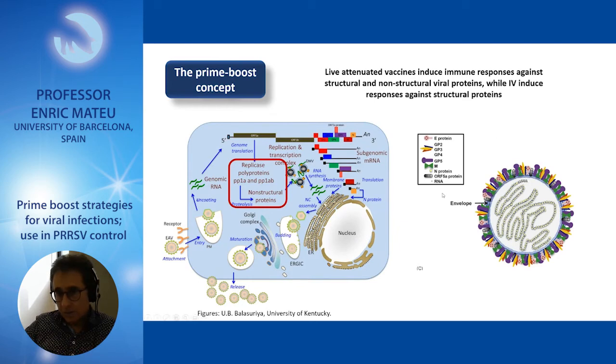In a different situation, when we use an inactivated vaccine, the whole array of antigens that we have are those contained in the assembled virion. So no immune response against these proteins is formed. Some of these non-structural proteins can be very important for the development of an immune response, particularly for the cell-mediated immunity.